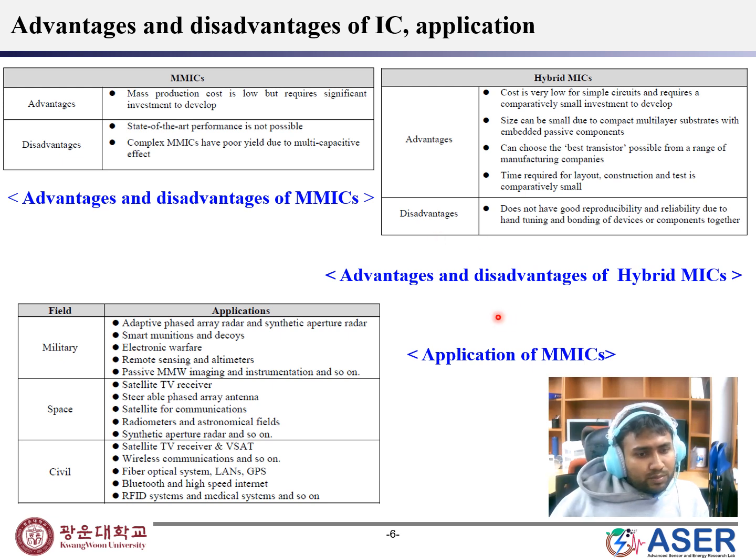Now, the main applications where we use MMIC in the military field are electronic warfare, remote sensing, altimeters, passive mmW imaging and instrumentation, smart munitions and decoys, adaptive phased array radar and synthetic aperture radar, and space communication like satellite TV receivers, satellite communication, radiometers and astronomical fields, synthetic aperture radar and so on.